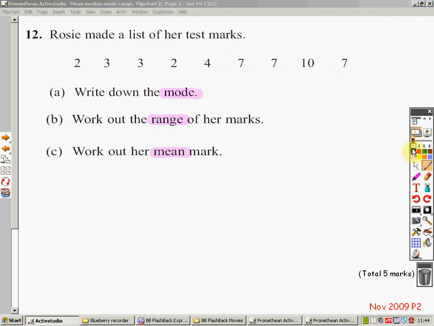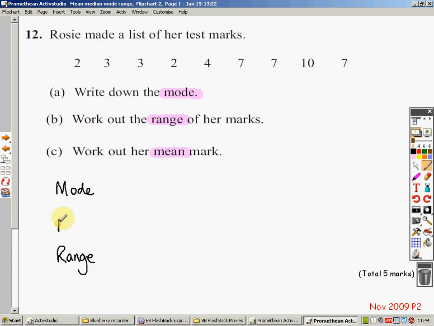We've been asked for the mode. We've been asked for the range, which I'll write down here. We've been asked for the mean. And there is one that we've not been asked for this time, but we may well be asked for, which is the median. These three tell you where the average or middle or normal person is.